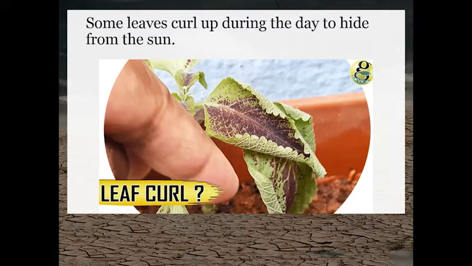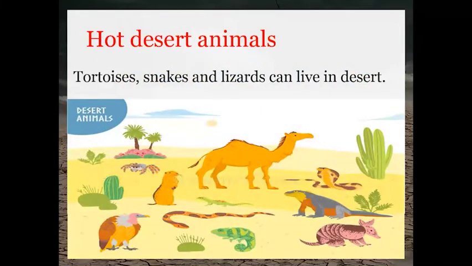Plants store water inside their bodies, so they have water. So if the sun is very strong, it's very hot weather, the water inside their bodies is going to evaporate. That will lead to the death of the plant, and the plant doesn't want this to happen. The plant wants to stay alive, so the leaves of the plants curl up during the day to hide from the sunlight.